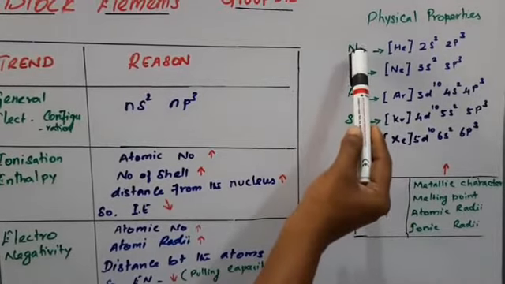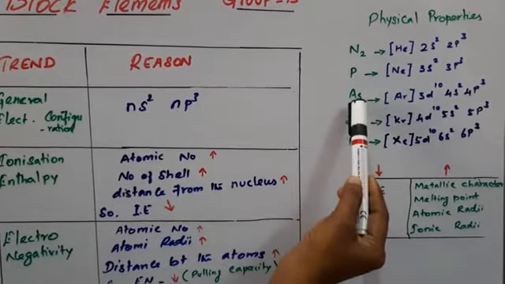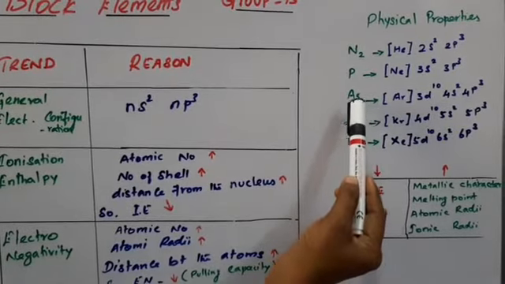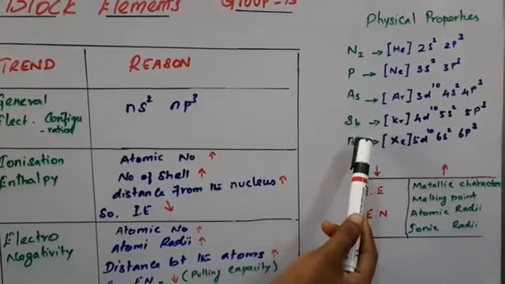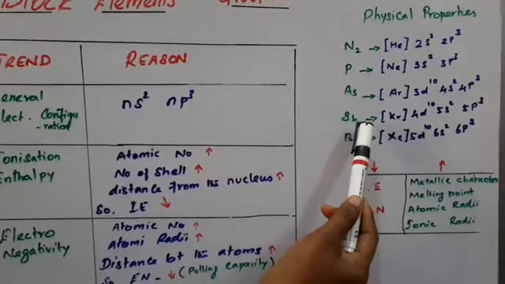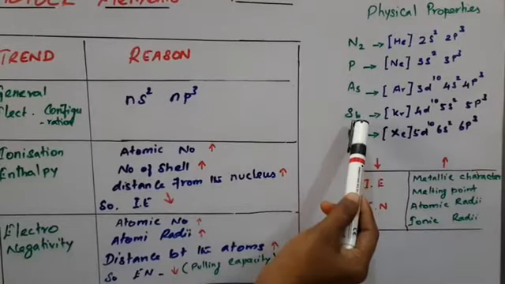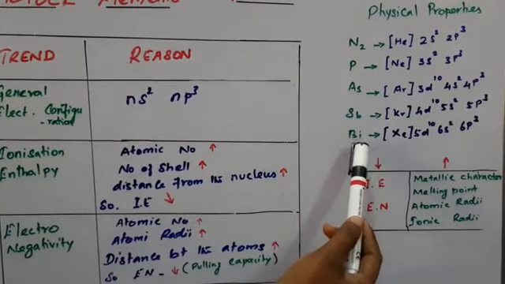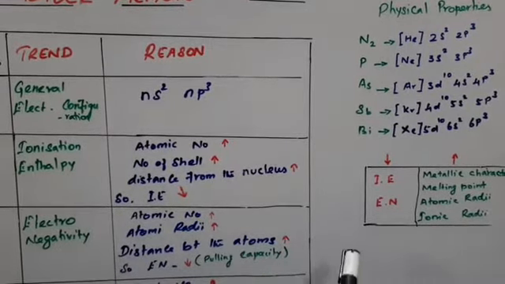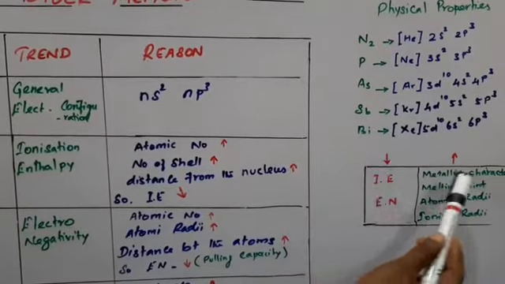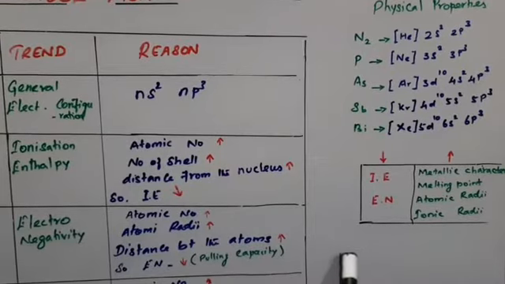Here nitrogen and phosphorus are non-metals. Arsenic is a metalloid, meaning 50% metal character as well as 50% non-metal character. Antimony is also a metalloid, and bismuth is a metal. Arsenic and antimony are metalloids, and bismuth again has metallic character. The overall trends we observe along the period and down the group in the periodic table.